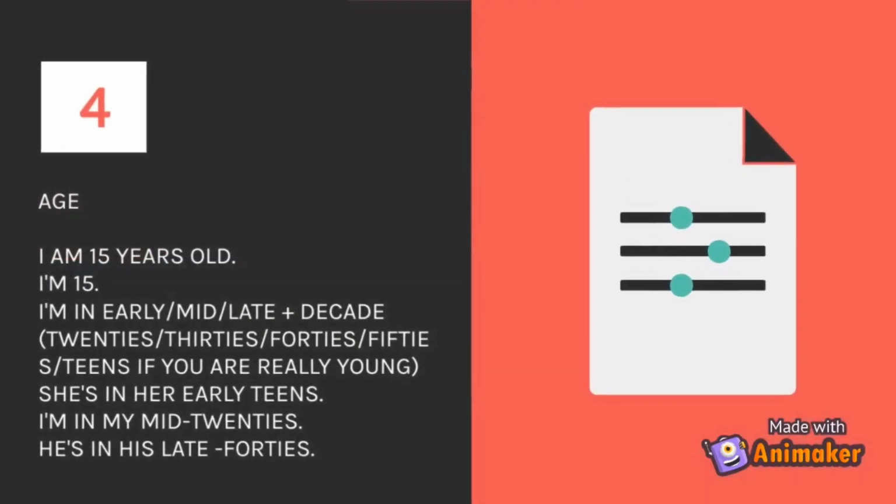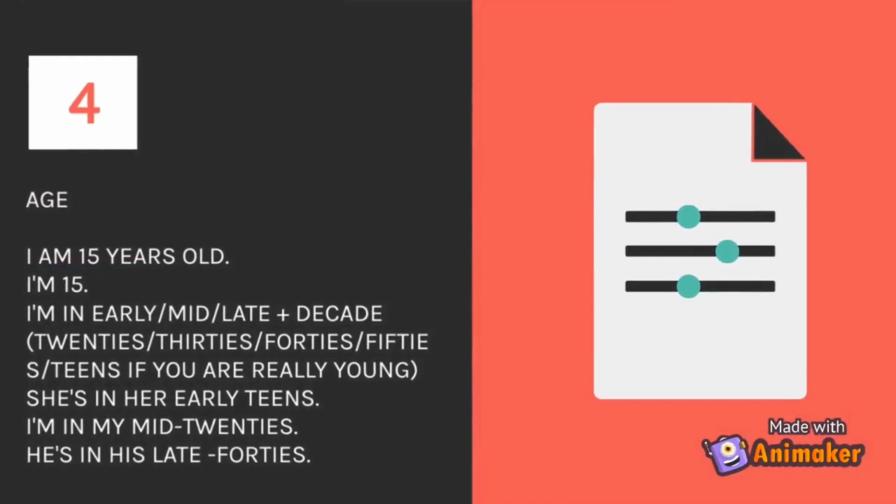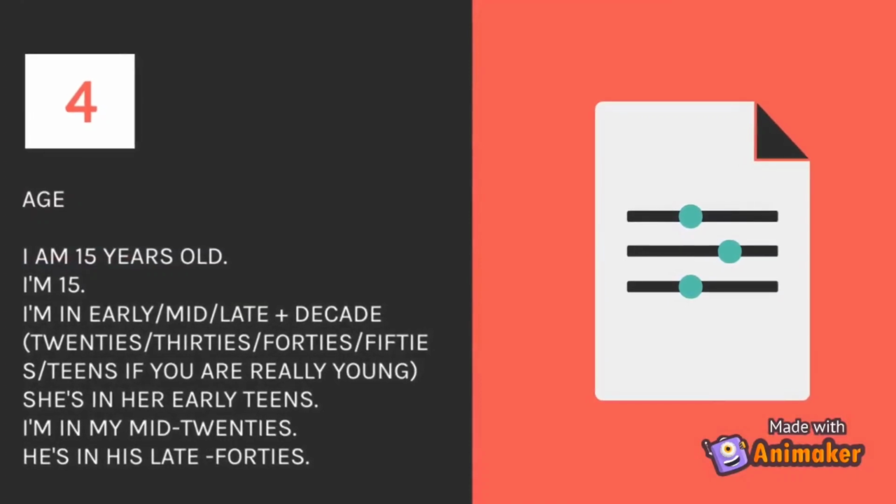The next point in your self-introduction is to talk about your age. It really isn't necessary anymore, but you must know how to say it. For example, you can say I'm 15 years old, or just to shorten it, you can say I'm 15.